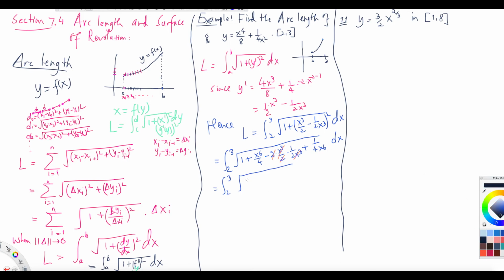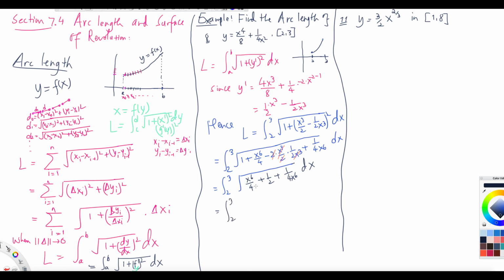You can write it like this: x to the 6 over 4, and then plus 1/2. Why is that again? 1 minus 1/2 is left here. So 1 minus 1/2 will be positive 1/2, plus 1 over 4x to the 6, and then dx. If you try to simplify this, this is what you will get, from 2 to 3.